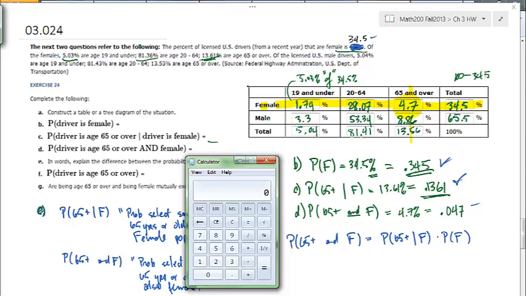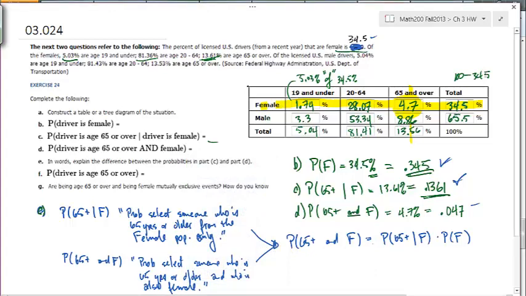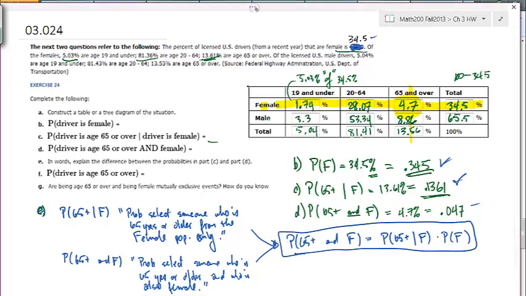So 0.345 times 0.1361, and we get 0.0469, or 0.047. Okay, so that checks out with our formula. So this is an important formula to try and remember, or at least write down. Alright, let's go and do the next problem.